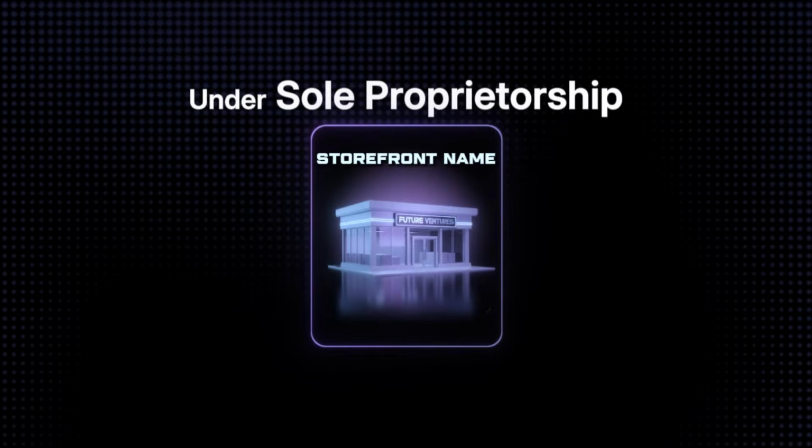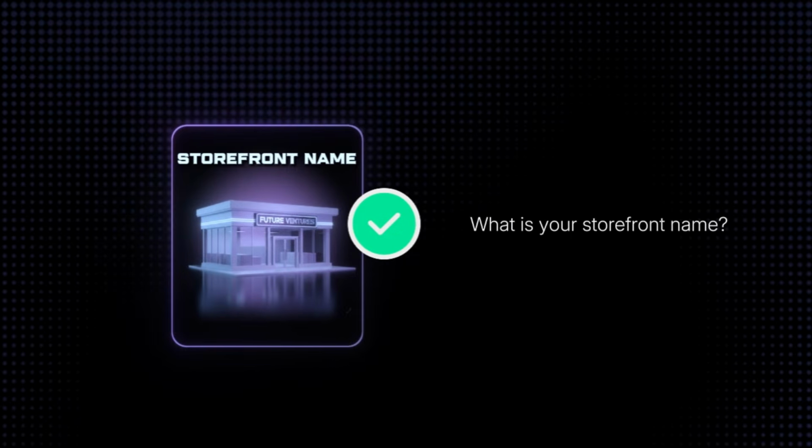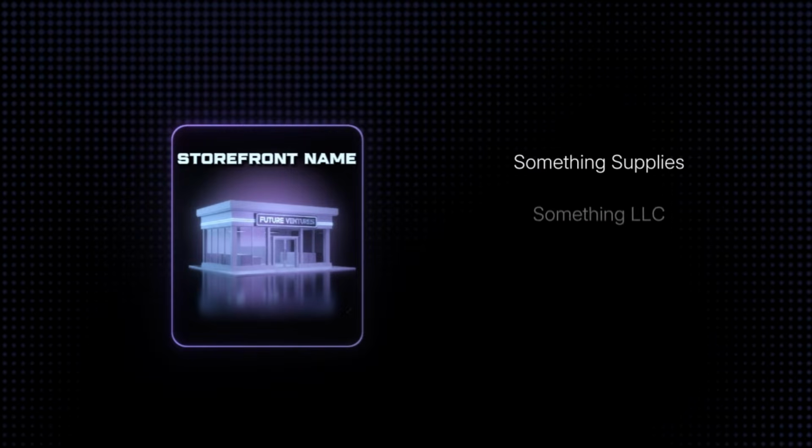From there on out, after you selected sole proprietorship and got all that squared away, it'll ask for your storefront name, which a lot of people get stuck up on, but don't. Honestly, it's not that big of a deal. It could be anything, and what I recommend is maybe something supplies, maybe something LLC, something distribution, something wholesale. It's completely up to you. It doesn't have to have your name in it. It could be absolutely anything you desire, and it could be changed at any time.